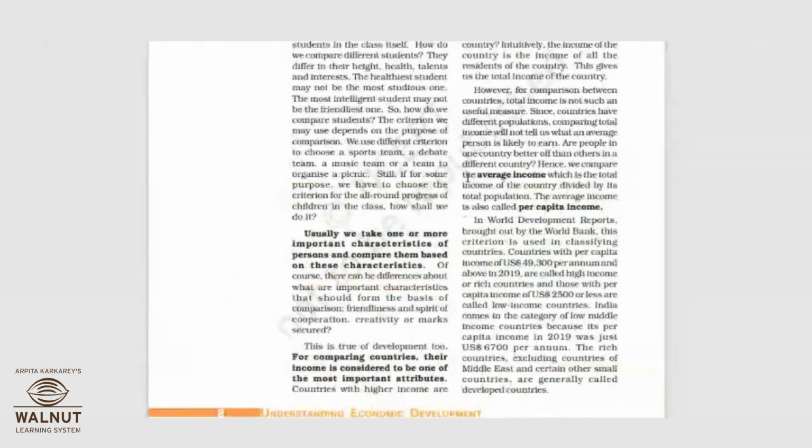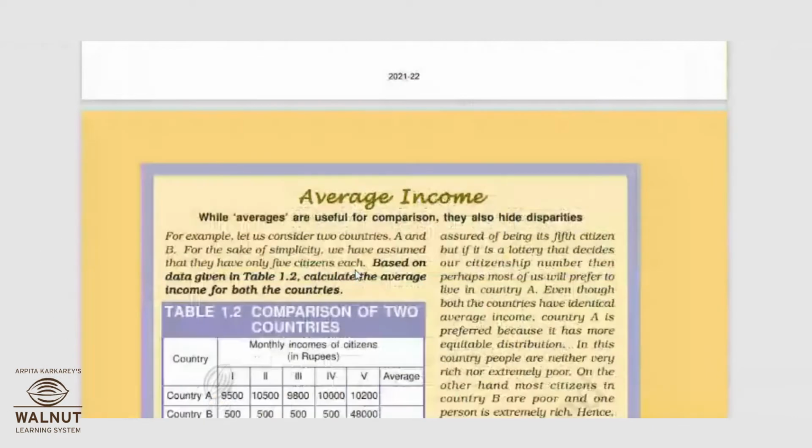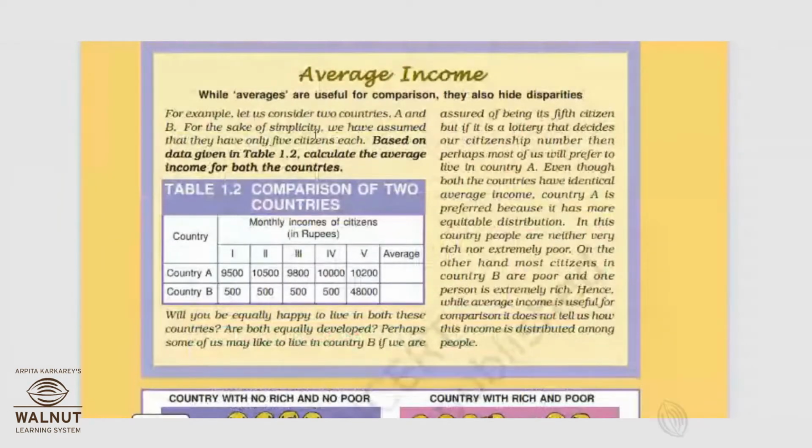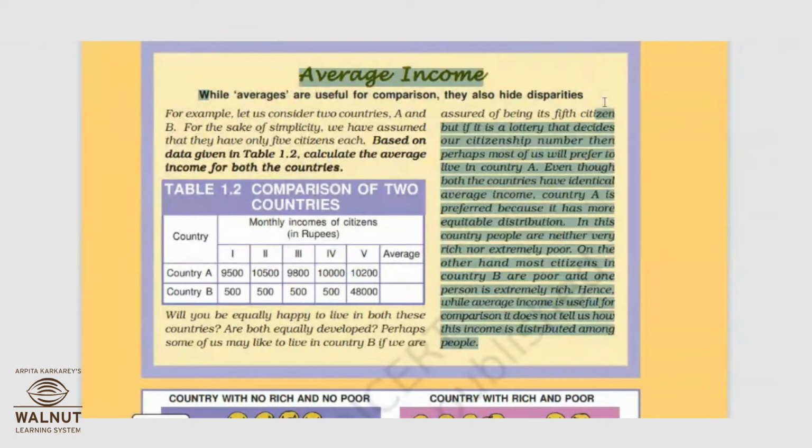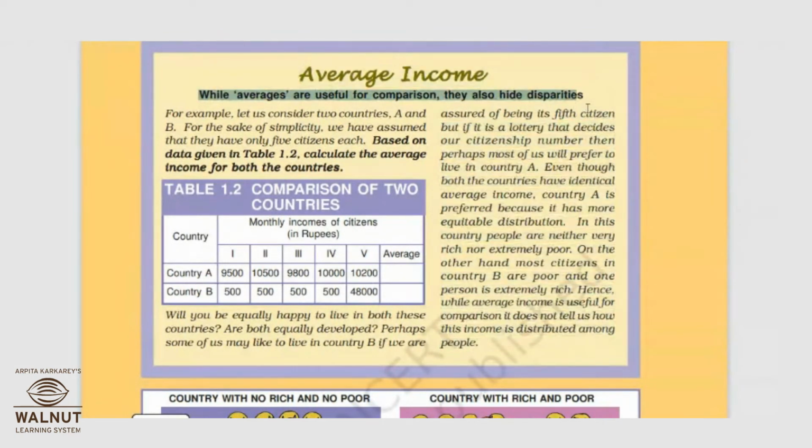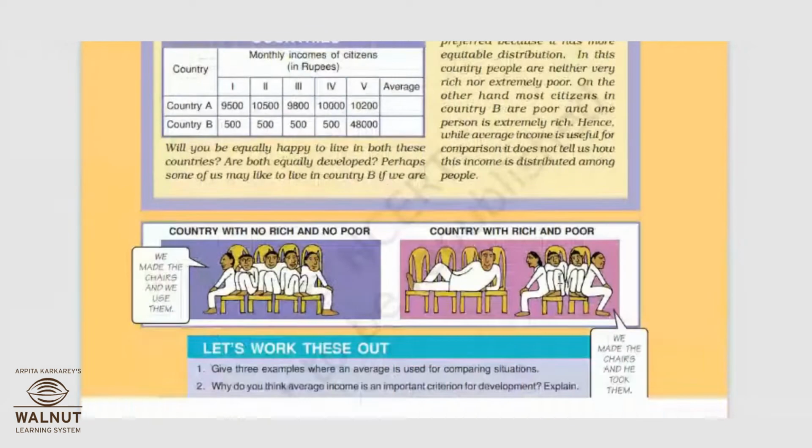Certain important terms that we used for comparison was the average income, or as it is called, the per capita income. Okay. Then we understood what averages are helping us in and what they hide also. Have you understood this statement very properly? Averages are useful for comparison, but they also hide disparities. I hope you have understood this statement properly.